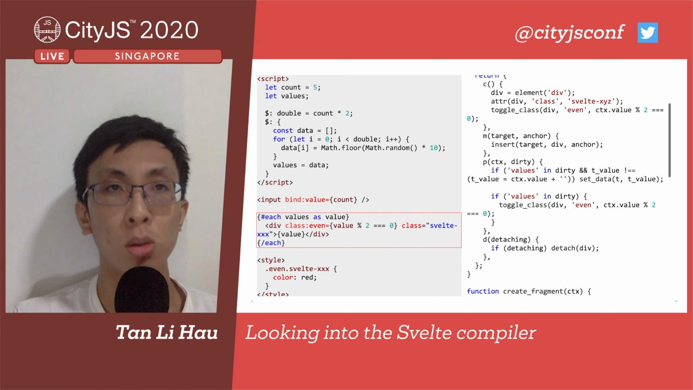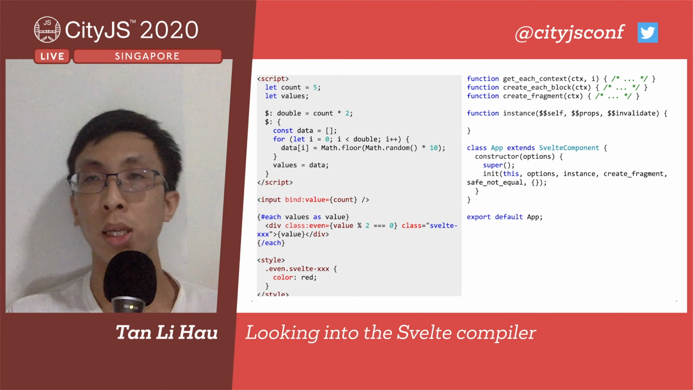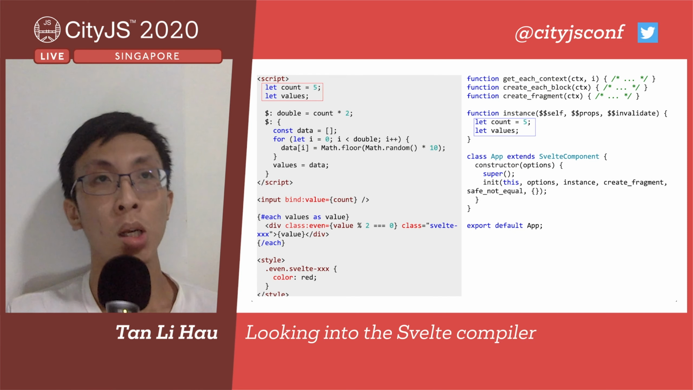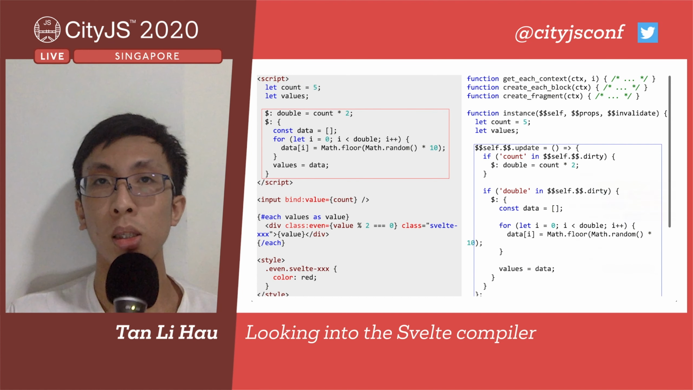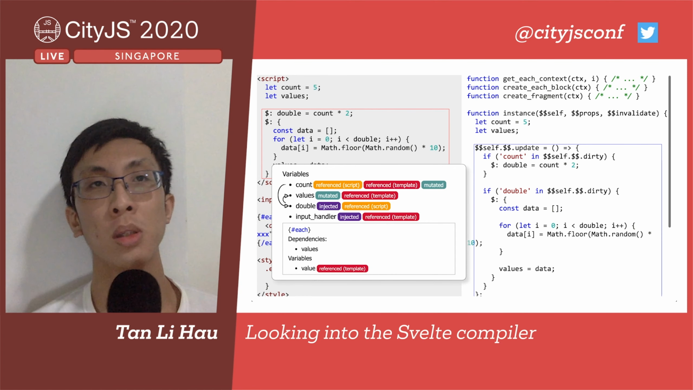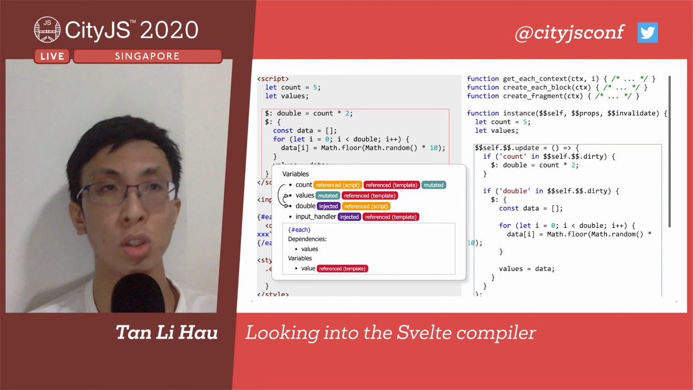Now we'll look at how Svelte fills up the instance function. In most cases, Svelte just copies over whatever is written in the script tag. However, reactive declarations are added inside the $update function. And for each statement, we add an if statement to check whether their dependency has changed, based on the dependency relationship that we have drawn earlier.